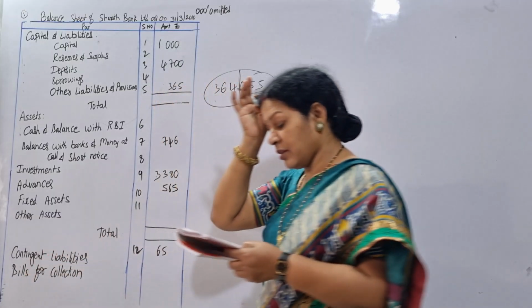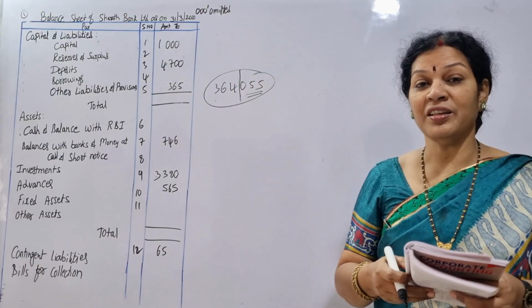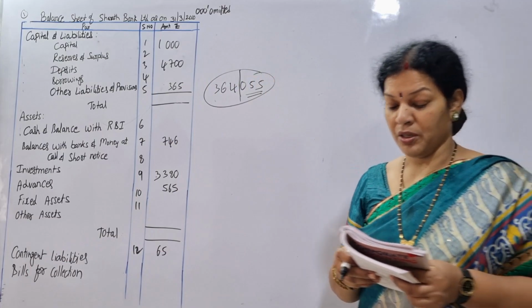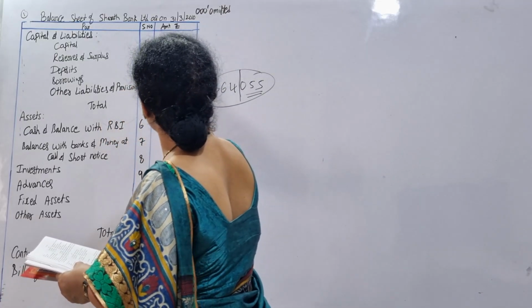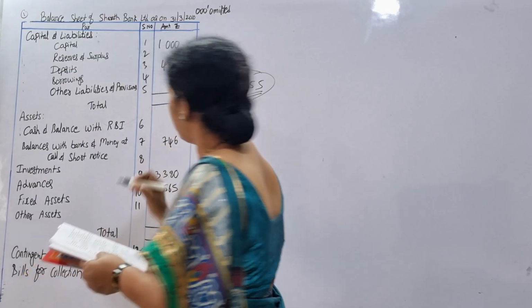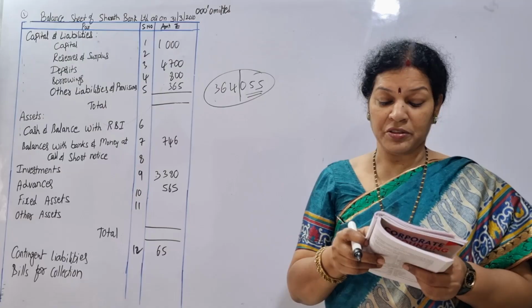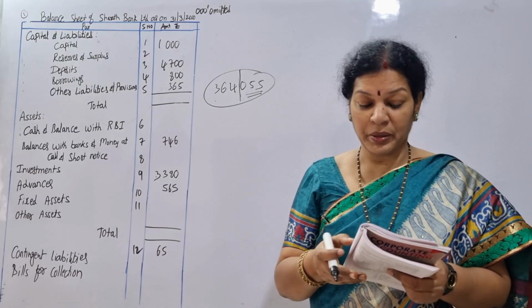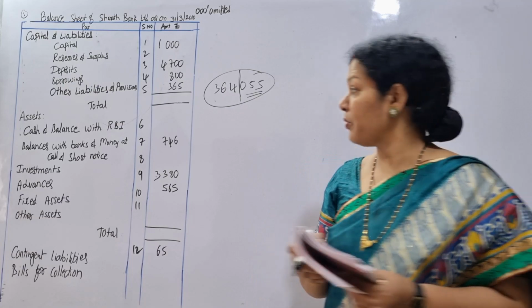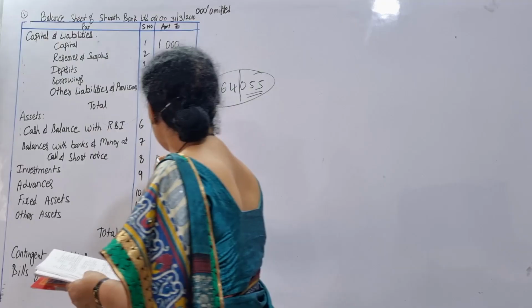Then borrowings. Borrowings is the liability. 4th schedule. Borrowings are 800. Investments. Investments are asset. We are investing. So this is schedule number 8. How much is this? 2,500. Schedule number 8, 2,500.